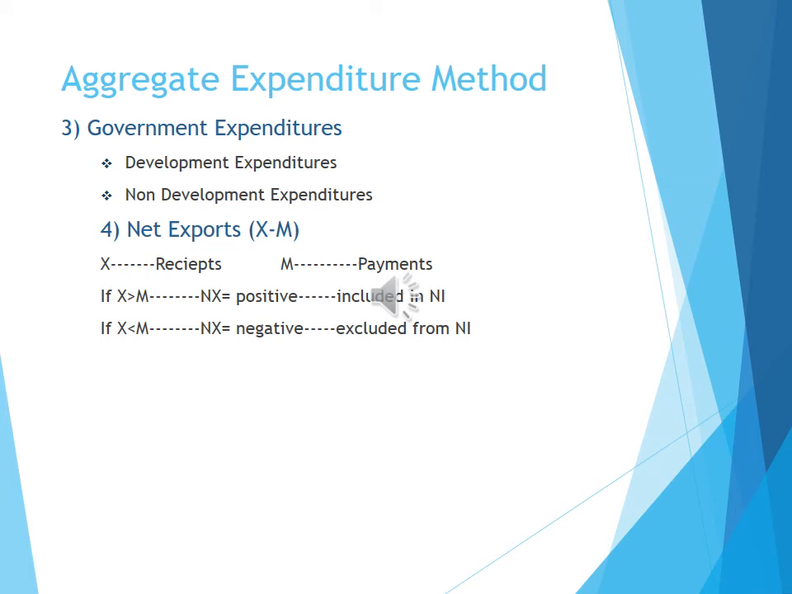If exports are greater than imports, then automatically the net exports will be positive, and this must be included in the national income. And if the exports are less than the imports, then the net exports, the difference between export and import, will be negative, and it will be excluded from the national income.